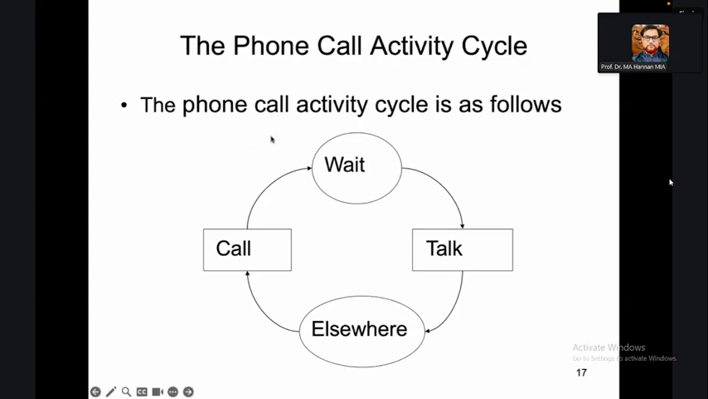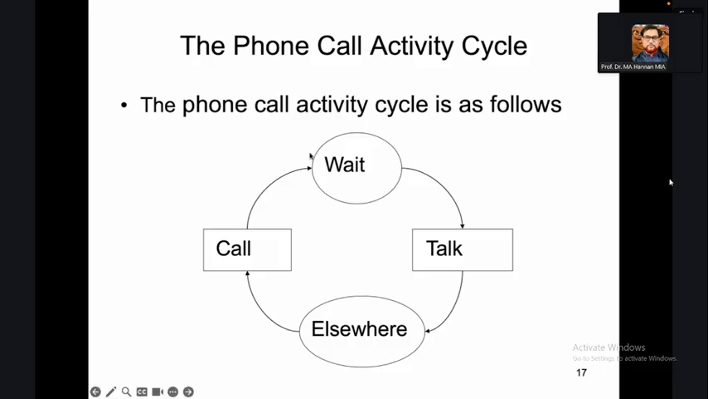Then the activity cycle diagram of the phone call. He or she who is calling, before the system generates a call, was outside or elsewhere. He or she is making a call, an active state of the telephone call system.